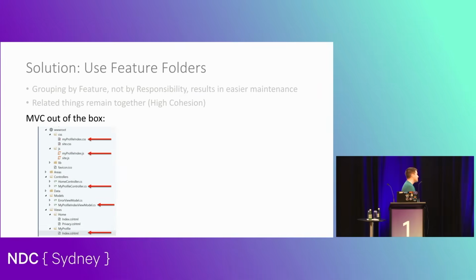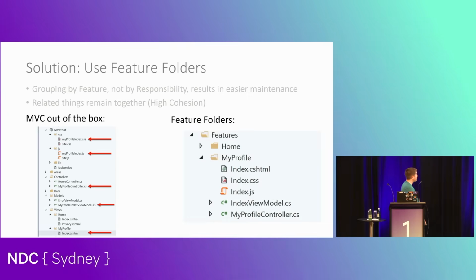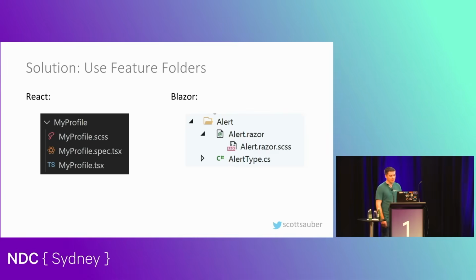So by default, let's say you've got a My Profile feature, and again, let's say you're doing server-rendered MVC. You have all these different files sprayed across your application just to add a new feature. And you can imagine as this gets bigger and bigger, this gets a little bit more untenable. Versus if you do feature folders, you can just do something like this, where you've got a My Profile folder, and then you've got your view, your CSS, JavaScript, view model, and controller right there.